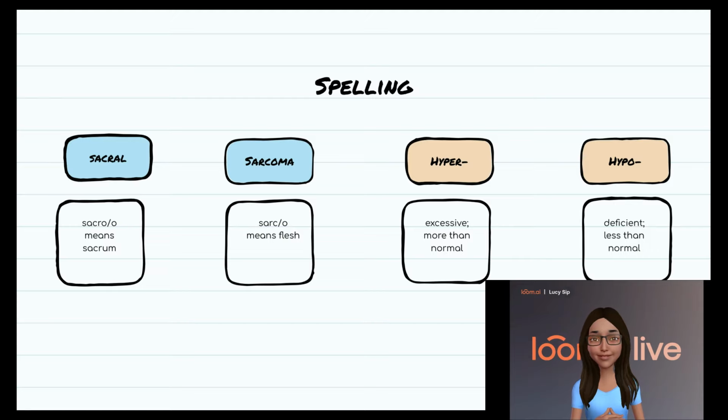Let's take a look at spelling. Looking at sacral and sarcoma, both of these words are similar in spelling when it comes to the root word, but they each have their own meaning. Spelling is very important when it comes to medical terms because one slight mistake can change the whole meaning of a word. Sacral means sacrum, while sarco means flesh. Hyper and hypo are also very similar, but hyper means excessive, more than normal, while hypo means deficient, less than normal.